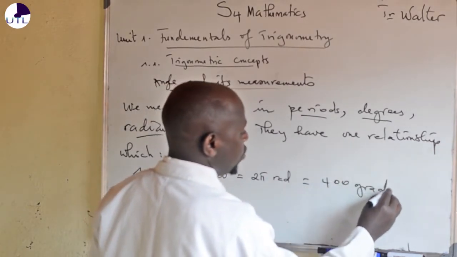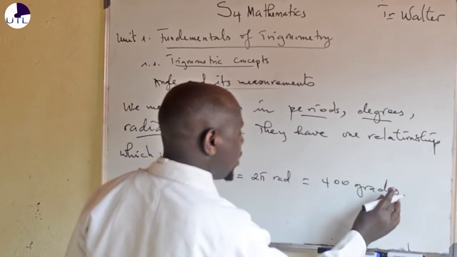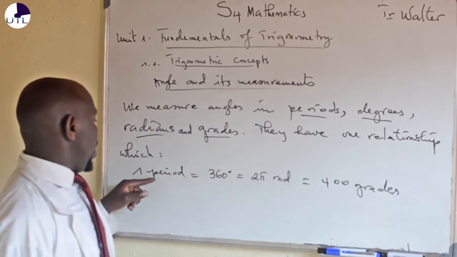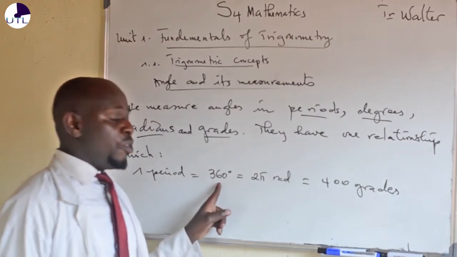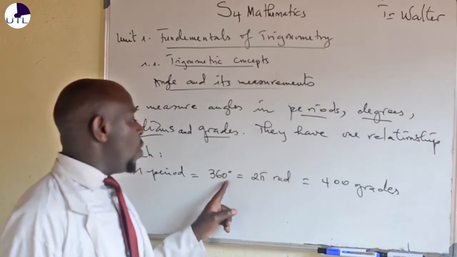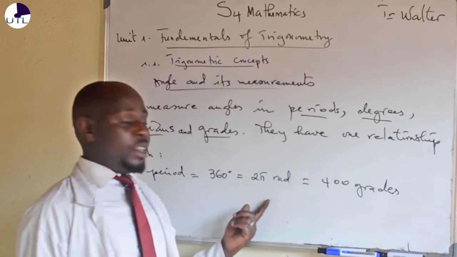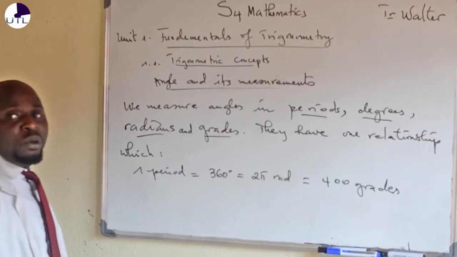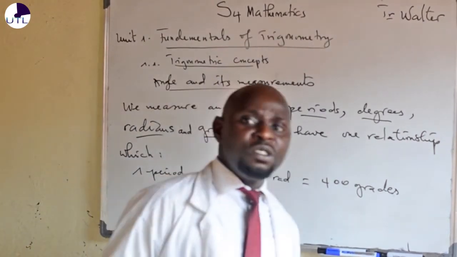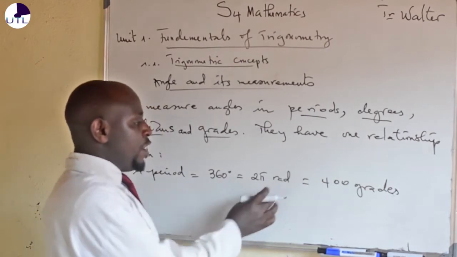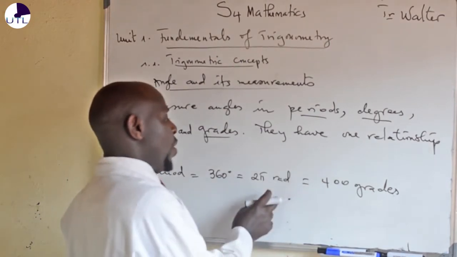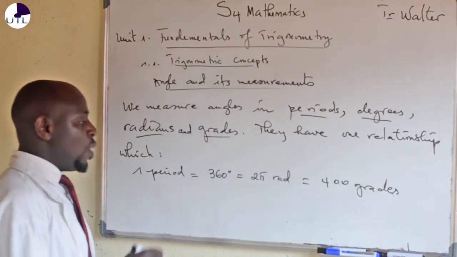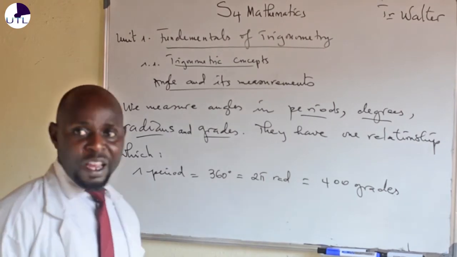So, ladies and gentlemen, all these are measurements of an angle. We can measure an angle in a period, and if we have one period, it means we have 360 degrees, and this is a complete circle. It will also be equal to 2 pi radian, and this will be equal to 400 grades. So this relationship we shall use to change from one unit to any other. Whether we want to change from degrees to radians, radian to grades, or degrees to grades, or to period, we shall always use this relationship.